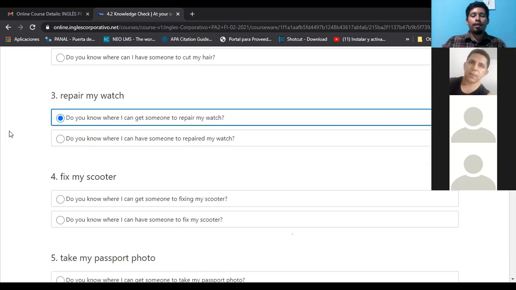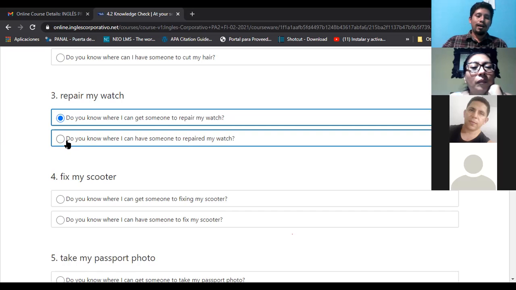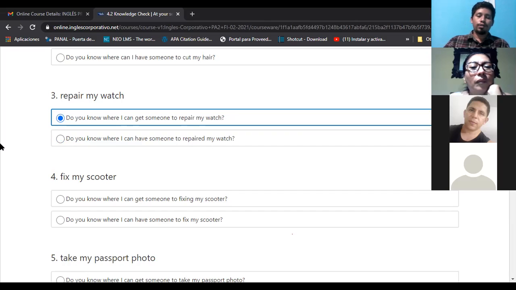Why are we not using the second sentence? What is the mistake in the second sentence? Like in this one: Do you know where I can have someone to repair my watch? What is the mistake? Can you identify that?